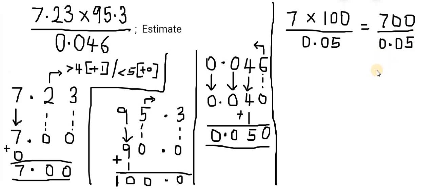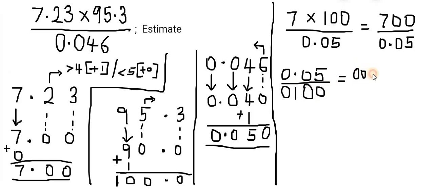Now, to do this by hand, you have to convert 0.05 to a fraction. So 0.05 as a fraction: the point represents a 1 below the line, and numbers to the left and to the right of the point represent zeros below the line. So I drop the point, and that just becomes 0.05 over 0.100, which is basically 5 over 100.